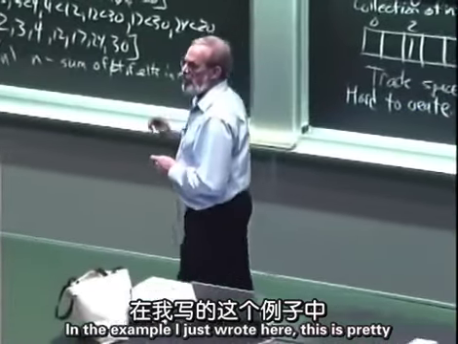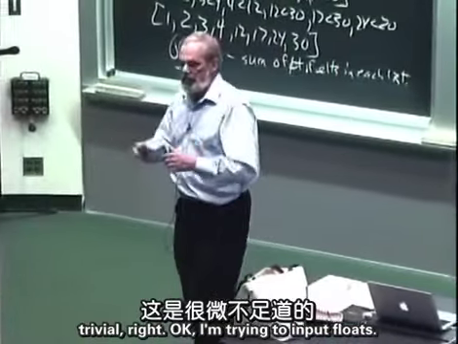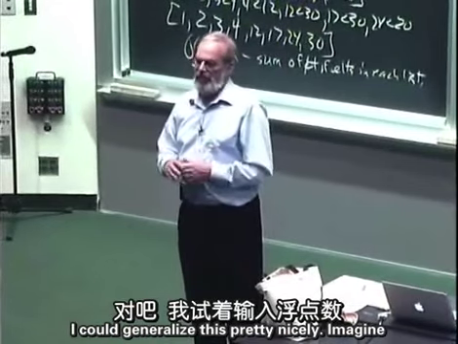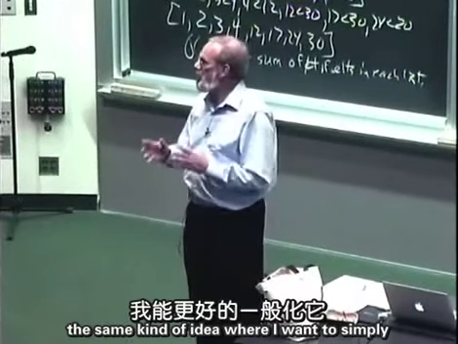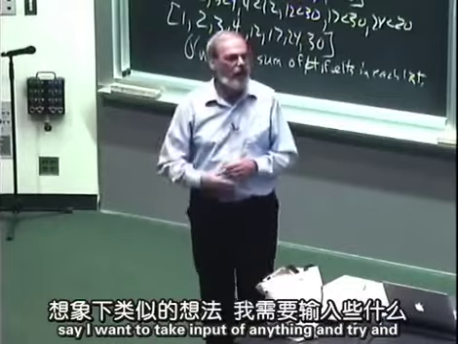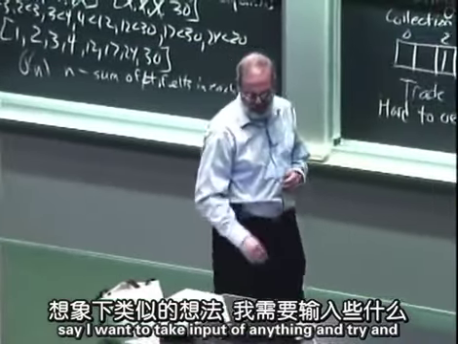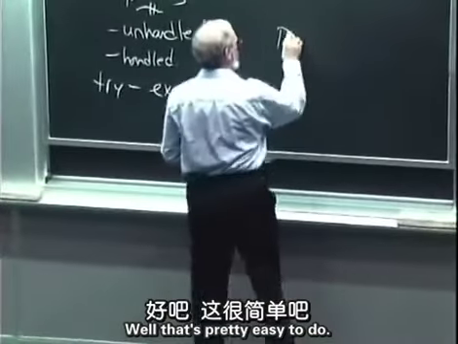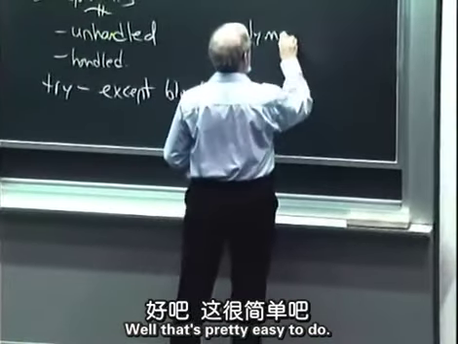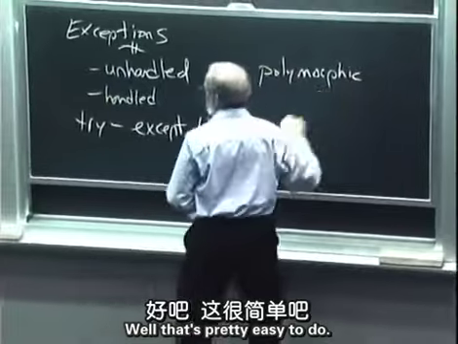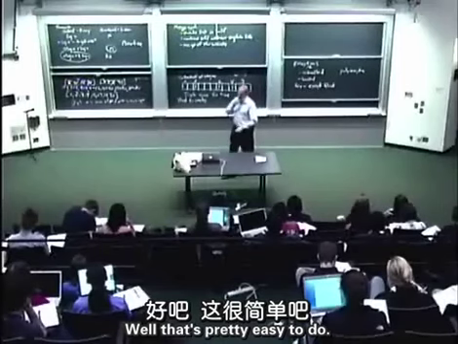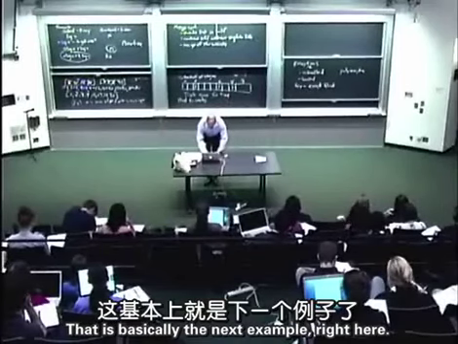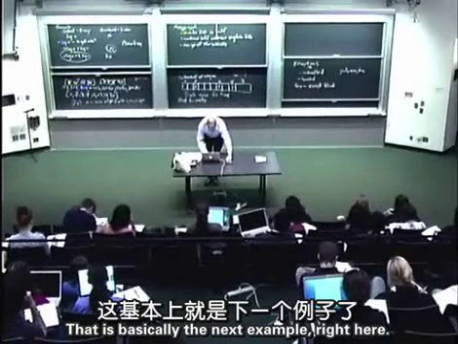All right, in the example I just wrote here, this is pretty trivial, right? I'm trying to input floats. I could generalize this pretty nicely. Imagine the same kind of idea where I want to simply say, I want to take input of anything and try and see how to make sure I get the right kind of thing. I want to make it polymorphic. Well, that's pretty easy to do. That is basically the next example, right here.